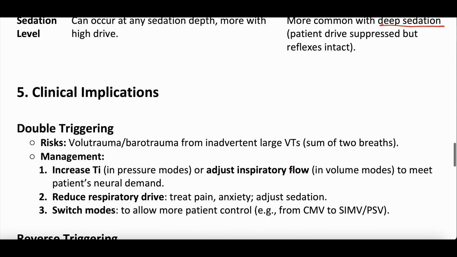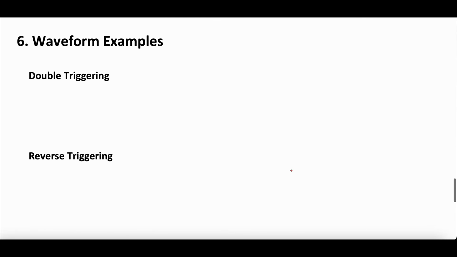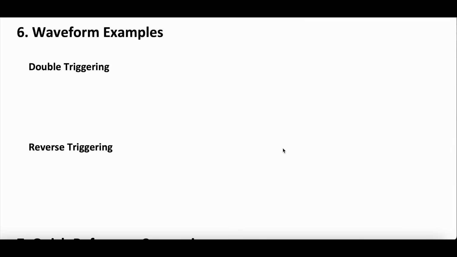So let's get into the clinical implications. Actually, before we do that, I'm going to scroll down to waveforms. I should have put these in the other order, but let's talk about the waveforms now. For double triggering, I'm just going to write increased inspiratory phase. For reverse triggering, I'm going to write diaphragmatic reflex, just so that people have those buzzwords to think about while we write them out.